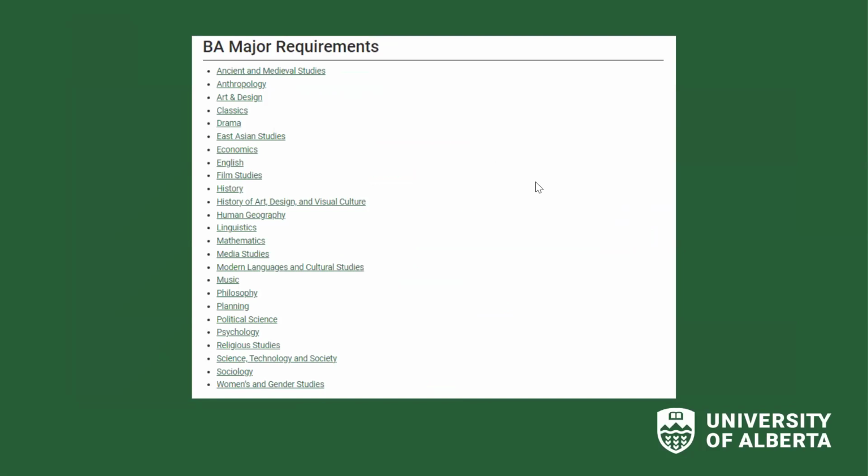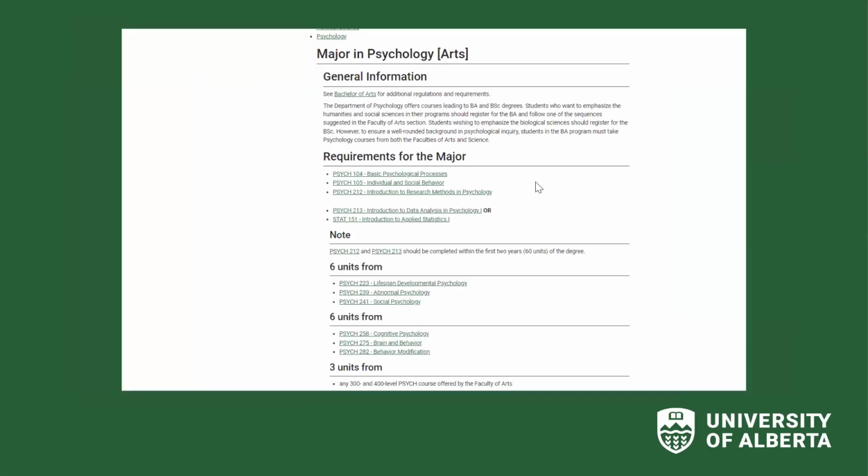So for this presentation, I chose to click on psychology. If you click on that, you get this general information blurb here, as well as the requirements for the major. It'll list the courses that you need to take. It'll give you options that you can choose from. It'll give you every bit of information you need in order to understand what courses you need for your degree, as well as the options you have in terms of going about completing that degree.